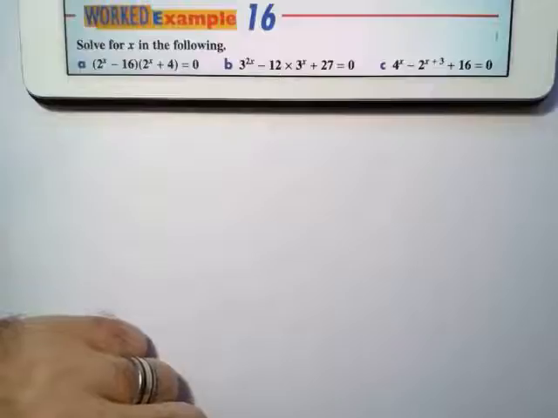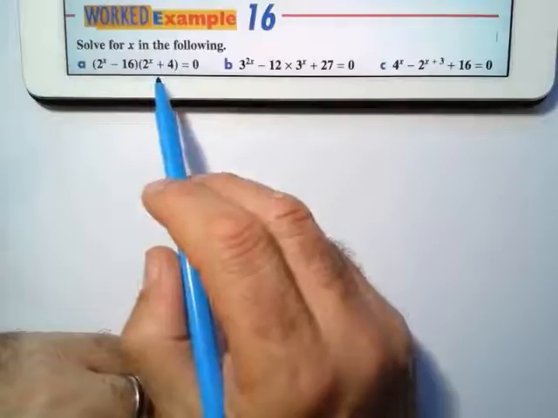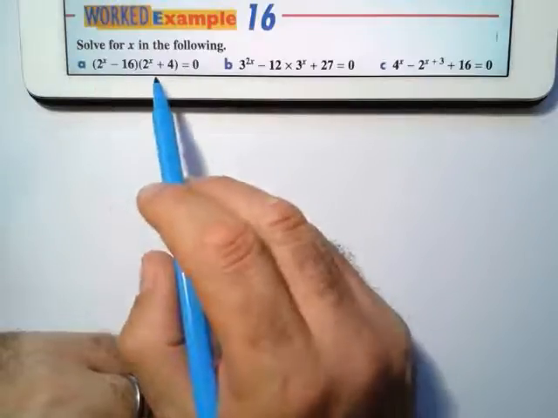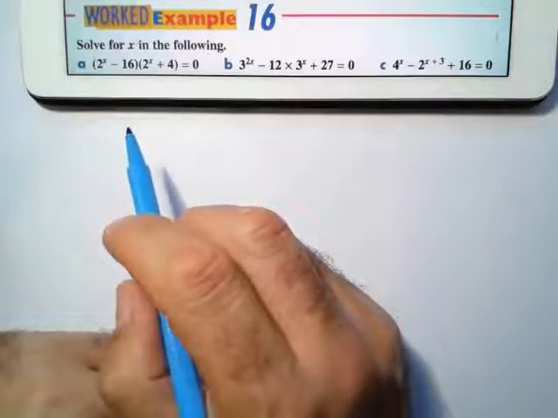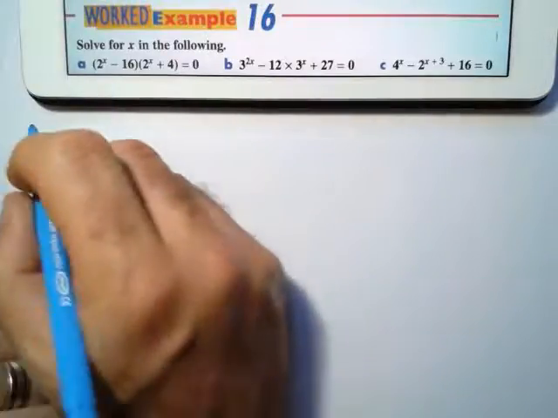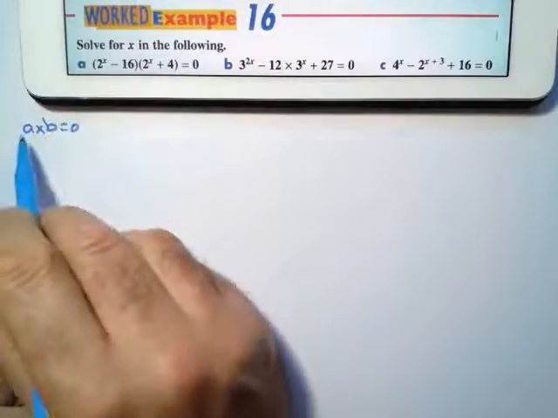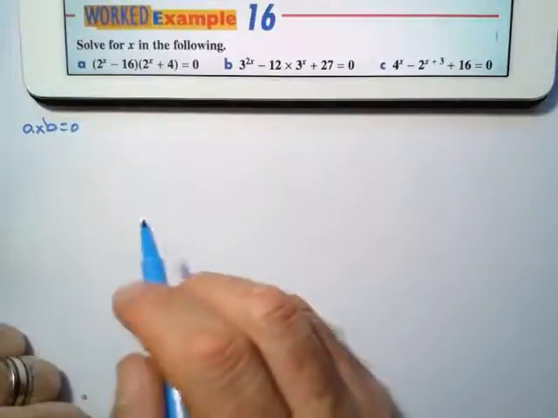These questions can become a little bit longer. I have here only one term, but I've got two factors. And according to the null factor law, if we say that A times B equals 0, then either A must be 0 or B equals 0.